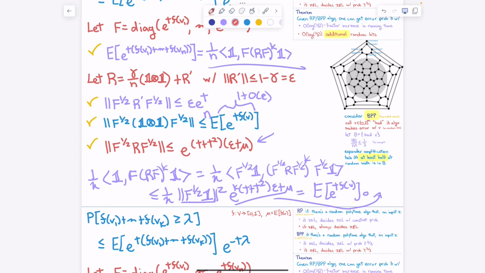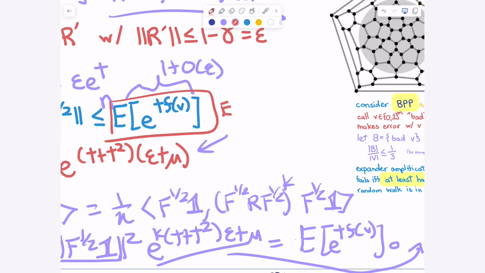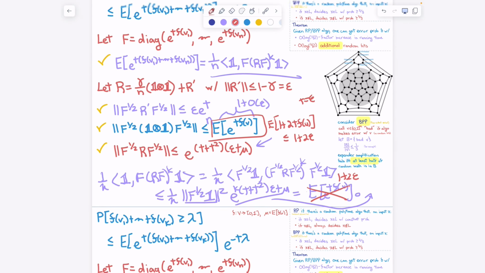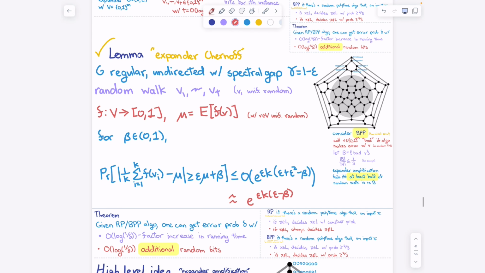Okay. Let me just address this here. So if I look at this term, this is at most the expected value of 1 plus, say, 2 t f of v. And we're going to choose t to be epsilon. f of v is at most 1. So this is at most 1 plus 2 epsilon. So this will become a 1 plus 2 epsilon. And it's about as bloody as it looks. Okay.